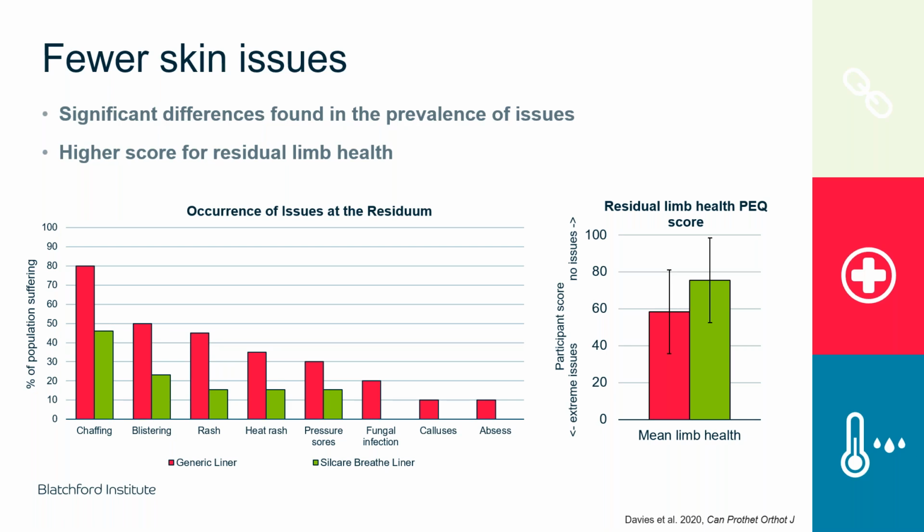So you can see that the perforated liner group reported significantly fewer issues overall, and the occurrence of individual issues also dropped. Chafing was cut by almost 50%, which you'd expect if the liner isn't moving as much. Fungal infection, callousing, and abscesses weren't even seen in the study group, even though some of the users had previously suffered from these issues before changing their prescription. In addition, the graph on the right shows that Silcare Breathe users scored higher on the prosthesis evaluation questionnaire when asked about the overall health of their residual limb.